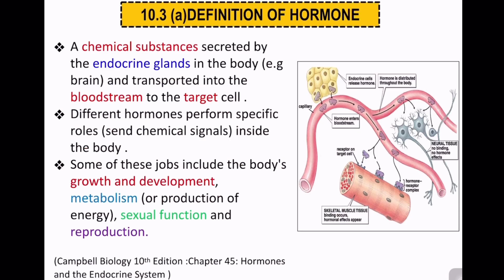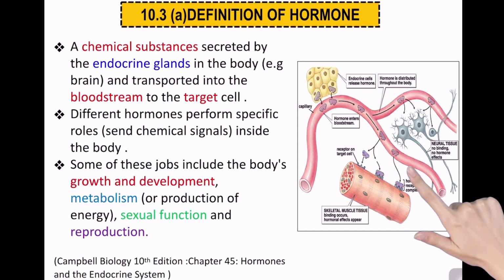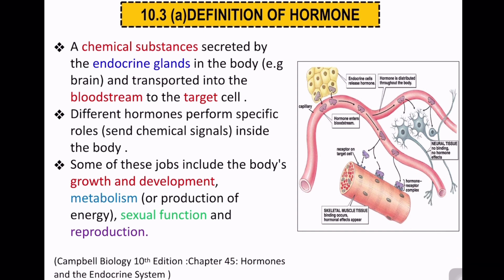Firstly, let's get to know about hormone. Hormone is a chemical substance that is secreted by the endocrine glands in the body, for example, glands in the brain, and transported into the bloodstream. Along the bloodstream, it will reach the target cells or organ. Different hormones perform specific roles, therefore it will send chemical signals inside the body.